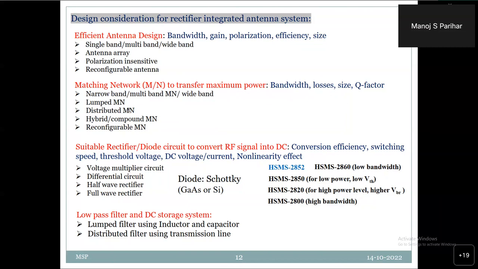If your frequency is low, you can use a lumped matching network. If your frequency is high, you can use a distributed matching network. You can also use a combination of lumped and distributed matching networks, a hybrid or compound matching network. Right? Then suppose you are making your receiving antenna a reconfigurable antenna. In that case, you have to have a reconfigurable matching network in addition to the reconfigurable antennas. Then a suitable rectifier to convert your RF into DC.